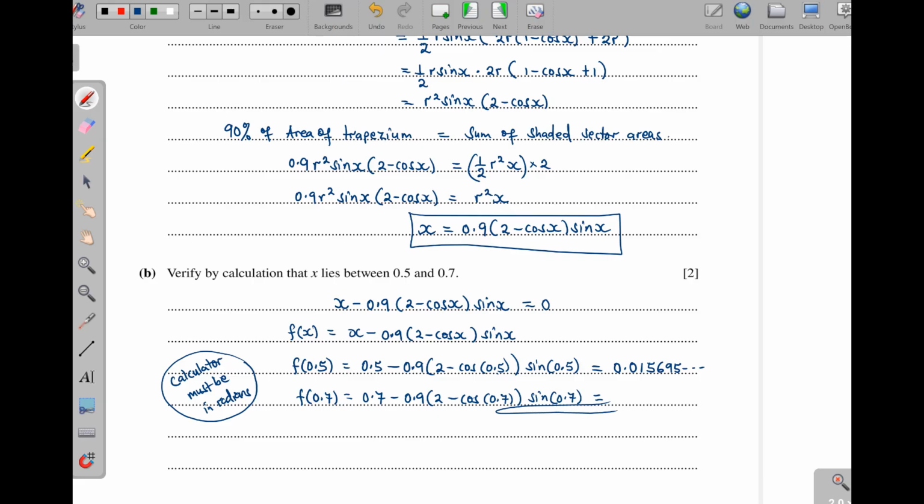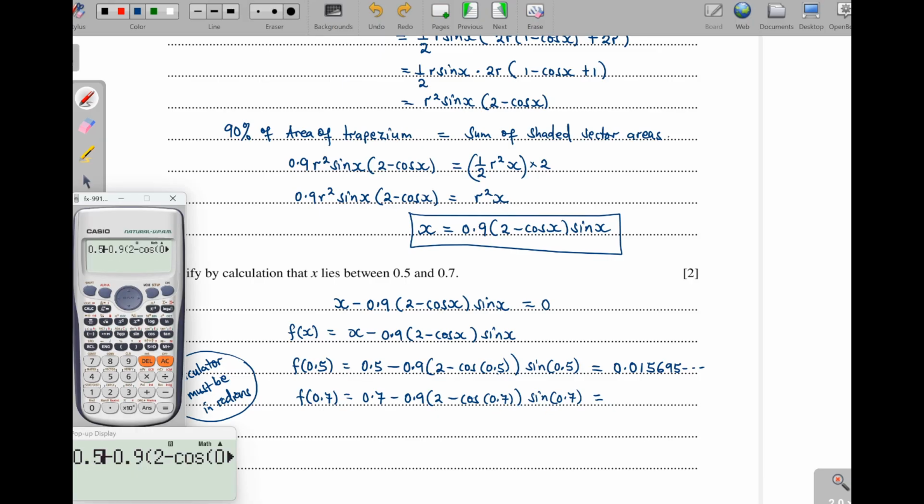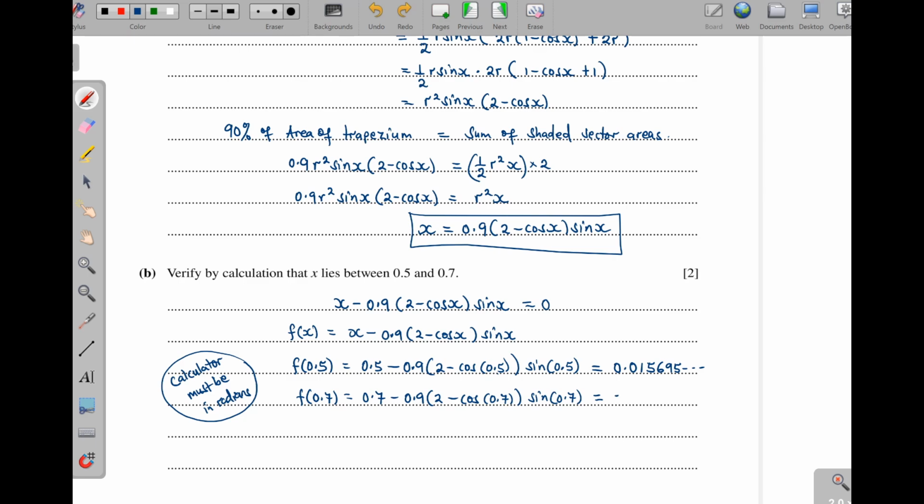Then how about this one here? Where there is a 0.5, I'm going to put a 0.7. Even here, 0.7, and then sine of also 0.7. So this one is a negative. That is negative 0.0161, and then the rest of those other figures. Now, since we are seeing a change in the sign, we can then conclude.